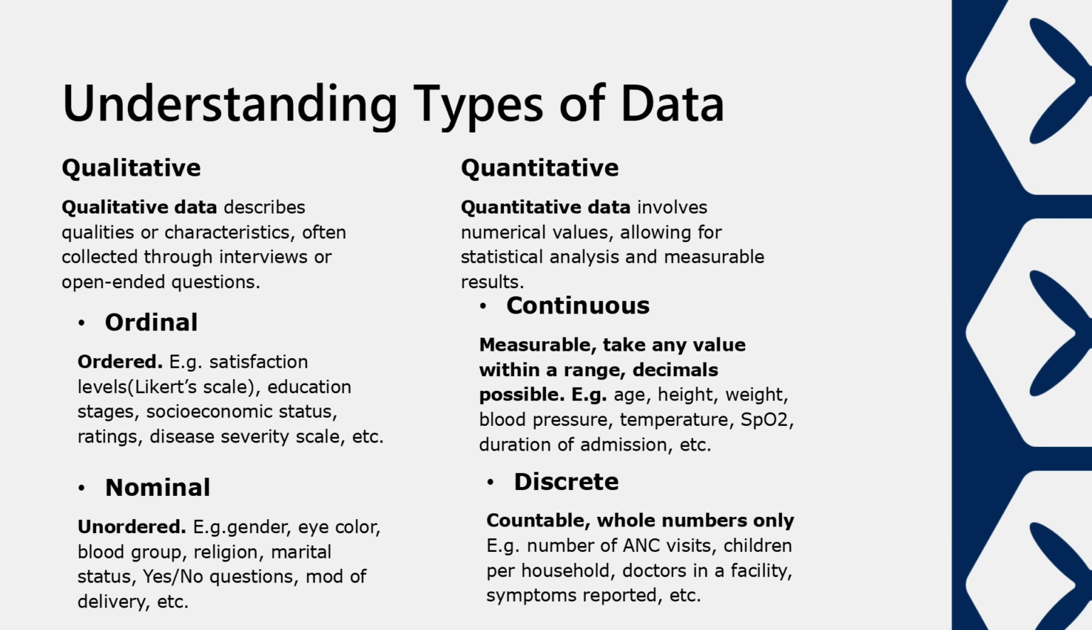Now, a discrete variable is countable, something you count, whole numbers only. So children in a household, number of doctors in a facility, number of symptoms reported, and all that. So that is types of data. There are other ways by which people classify data, but this is basically what we need to know for this context.